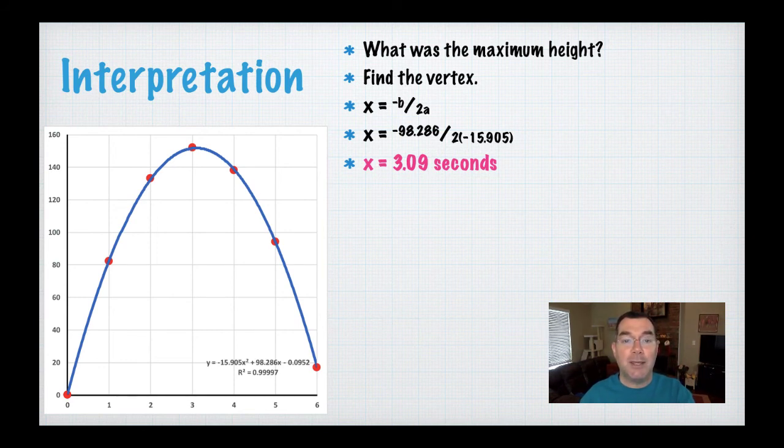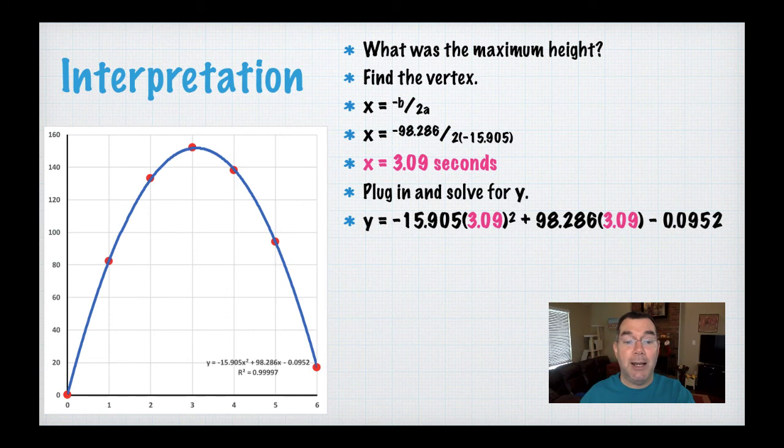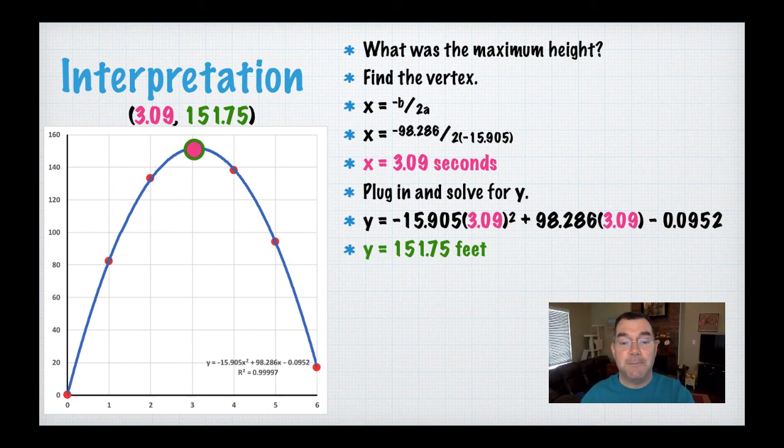Now let's figure out what the maximum height actually was. I'm going to plug it into the original equation that was given to me by Microsoft Excel. There's my equation with 3.09 plugged in, and what I get is 151.75 feet. So what that means is he reached his maximum height of 151.75 feet. So that is how you model quadratic data.